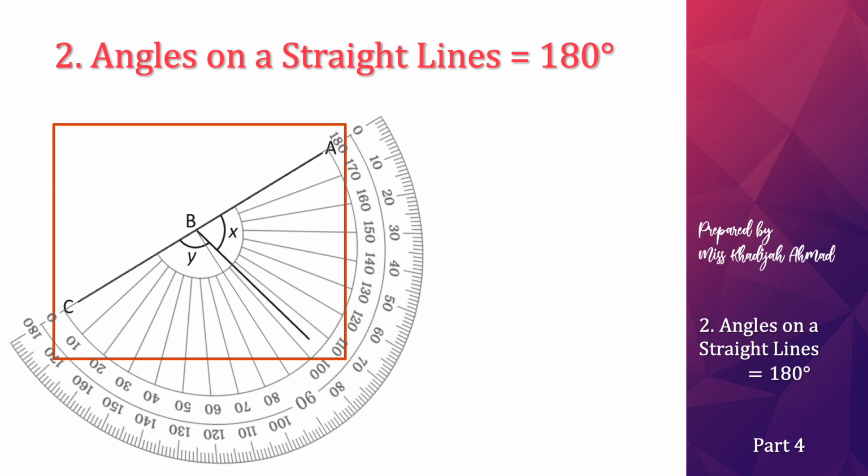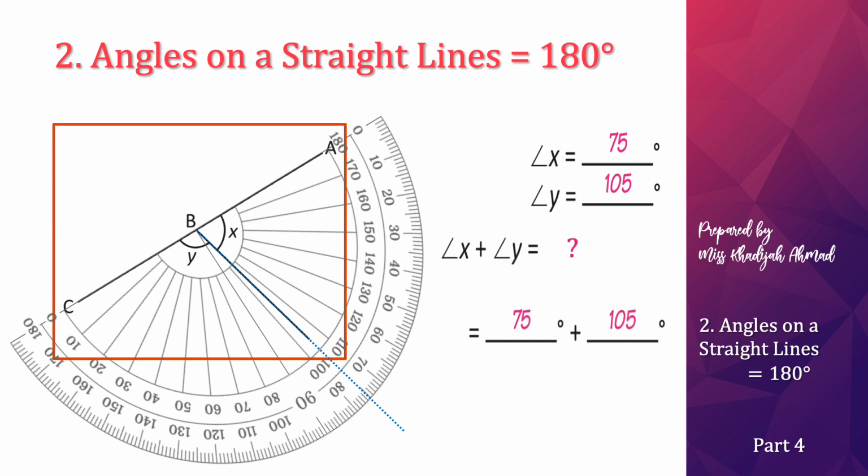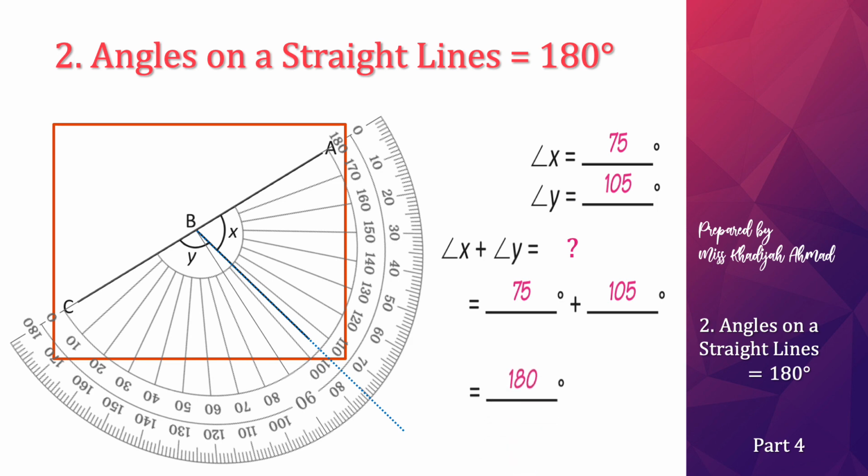So first, measure angle X, where here I got 75 degree, followed by angle Y, which I got 105 degree. As to show that it is indeed a straight line, we can add angle X and angle Y, which is 75 plus 105, and that is equal to 180 degree.